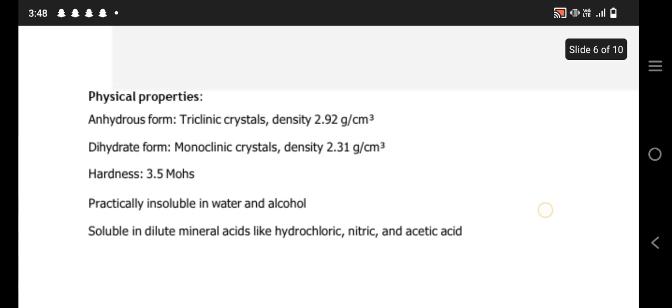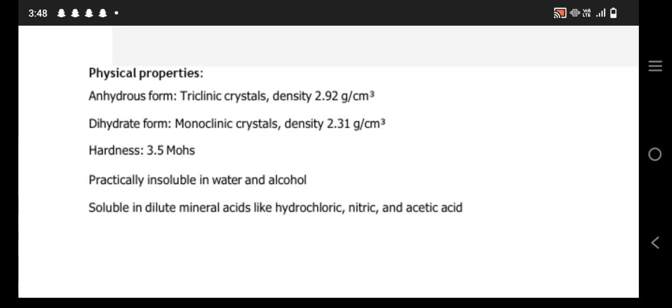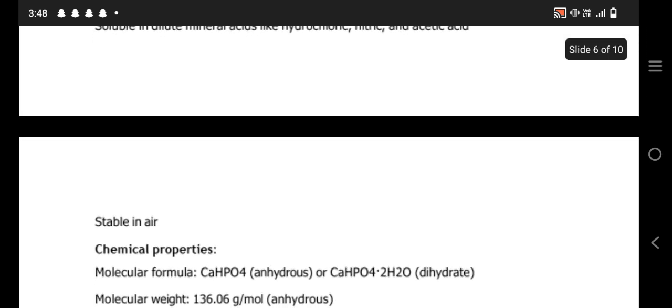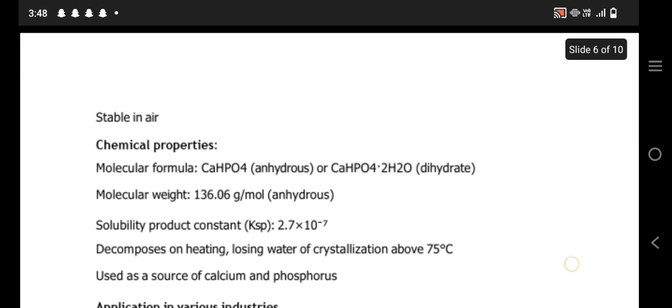Physical properties. Anhydrous form: triclinic crystals, density 2.92 gram per centimeter cube. Dihydrate form: monoclinic crystals, density 2.31 gram per centimeter cube. Hardness. Particularly soluble in water and alcohol, soluble in dilute mineral acids like hydrochloric, nitric and acetic acid. Stable in air.